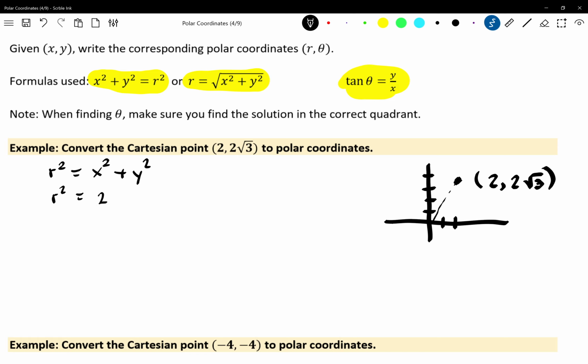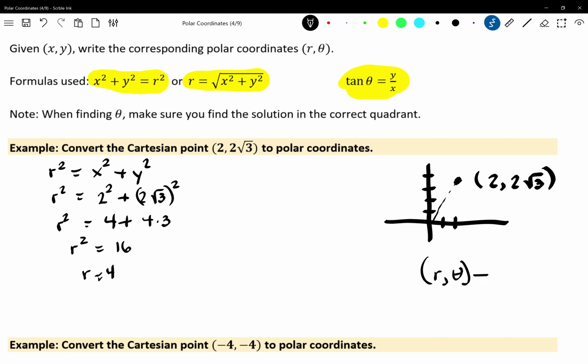So r squared is 2 squared plus 2 root 3 squared. So r squared is 4 plus, well, let's see, 2 squared is 4. Root 3 squared is 3. So it looks like r squared is 4 plus 12, which is 16, which means r is 4. So if I have my r, theta, I know that r is 4. So it's 4 units away from the origin. Great. What's the angle?